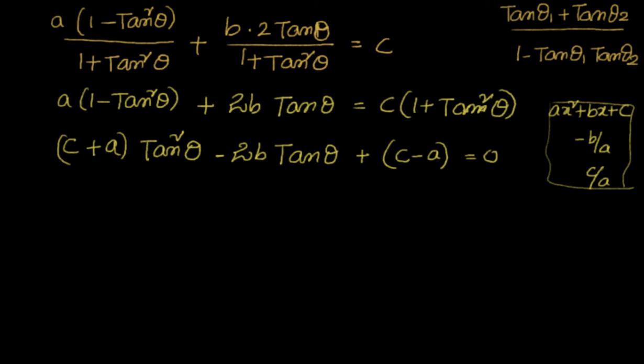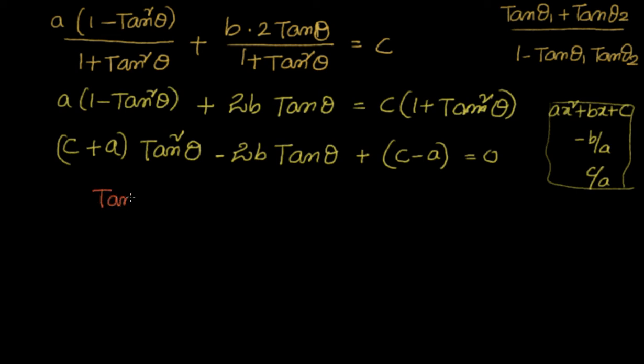We know that tan theta 1, tan theta 2 are the roots of this. So, tan theta 1 plus tan theta 2 equal to minus of b by a, that is minus of minus 2b by c plus a, that's nothing but equal to 2b by c plus a.